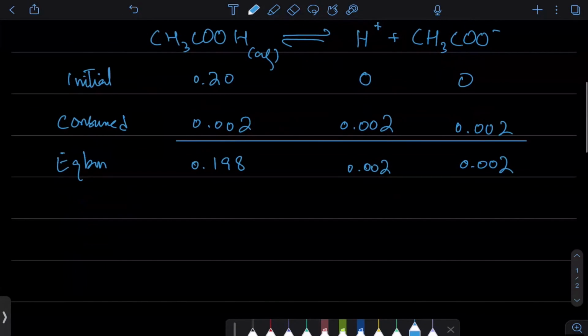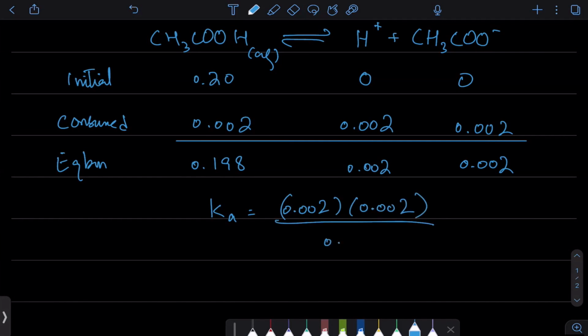So now if I do the Ka or K equilibrium constant for this thing, then here's what I get: 0.002 times 0.002 divided by 0.198. Now, if you think about it, 0.198 compared to the 0.002 above, it's a really, really large value.